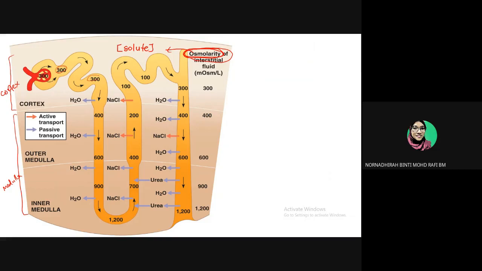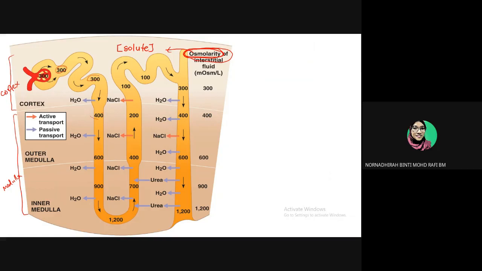Okay, so kalau awak boleh nampak kat sini, semua nombor-nombor ni adalah osmolarity, meaning that the concentration of solute, the particle or the number of particle of solute in the solution. Okay, contohnya awak boleh nampak daripada 300, bila dia menuruni descending limb, the number increase from 400, 600, 900 and 1000 and 1200. Meaning that the osmolarity is increasing, or solute concentration increase. Itu maksud dia.